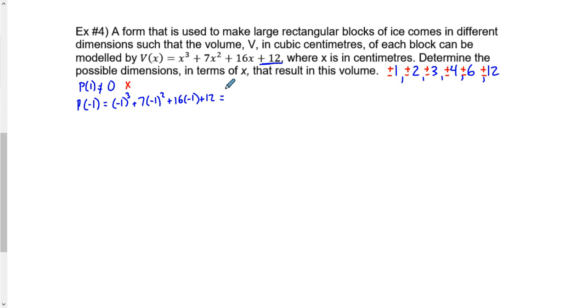Does that work? Let's see. That's negative 1. Actually, I don't like writing my equals over there. I like writing vertically. That's negative 1, adding 7, subtracting 16, adding 12. Well, that's definitely not going to work. It comes out as a remainder of 2. So that's another one that if we just had used our calculator, you wouldn't even have to write this down.